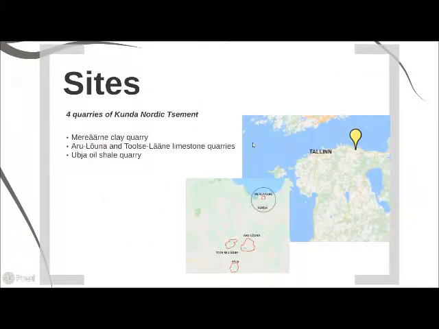And we applied our decision process, the decision tree and comparison criteria model, to 4 quarries in Estonia: Mereäärne clay quarry, Aru-Lõuna and Tootsi-Lääne limestone quarries, and Ubja oil shale quarry. And all those quarries are located near the small city of Kunda.